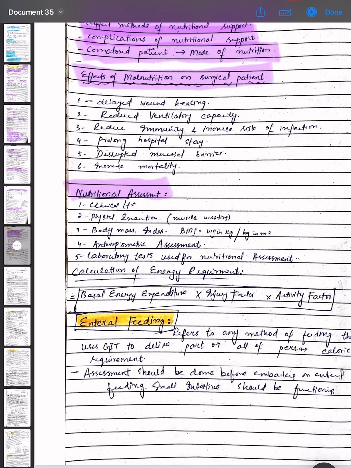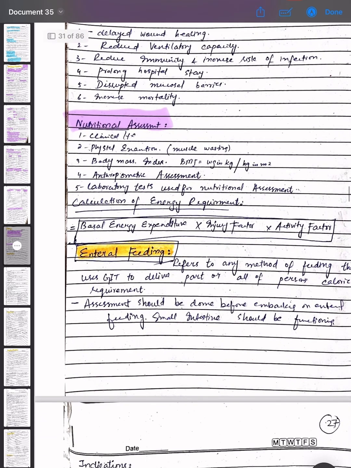What is the specific formula for the calculation of energy requirement? It is basal energy expenditure into energy factor into activity factor. This formula is very important. You should remember this. How to calculate the energy requirement? Basal energy expenditure into energy factor into activity factor.